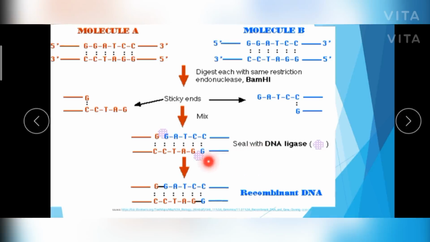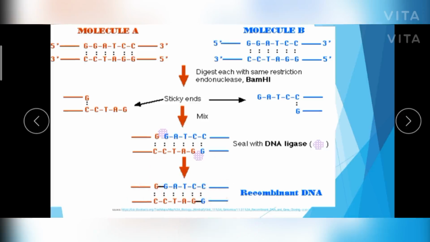This gap is sealed by the DNA ligase. The DNA ligase is used to seal the gap which is formed due to the absence of the phosphodiester bond. When you add this enzyme, by the formation of the phosphodiester bond, the DNA fragments are joined.